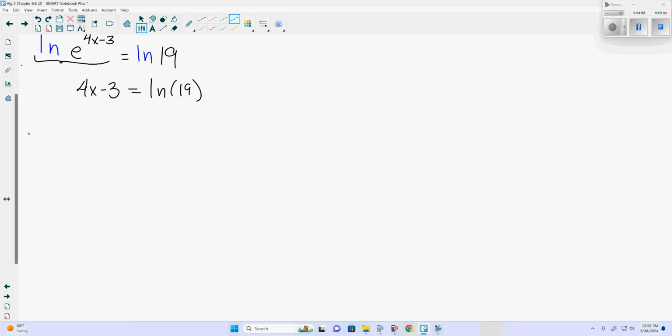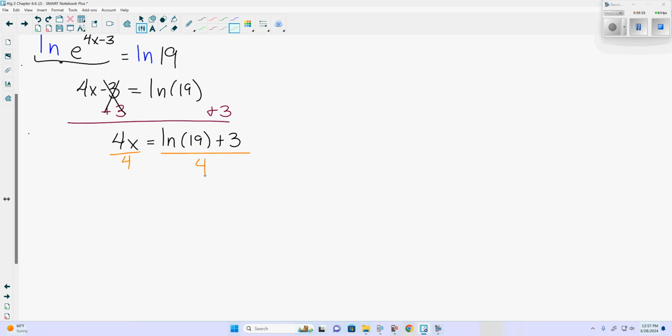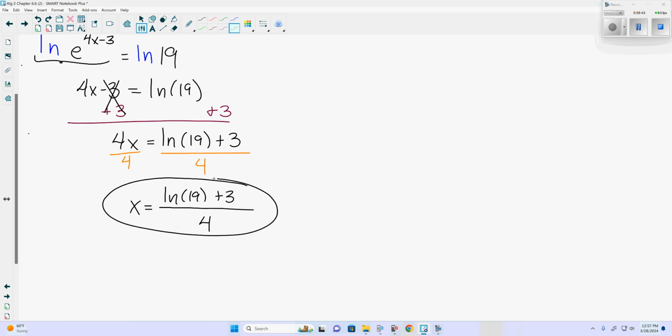And we did that to get the x out of the exponent. Because once it's out of the exponent, we just need to solve for x. And our next step would be to add 3 to both sides. On the left-hand side, we'll just have 4x because our negative 3 plus 3 is 0. The right-hand side will have the natural log of 19 plus 3. And last but not least, divide both sides by 4. Telling us x is equal to the natural log of 19 plus 3 divided by 4. And that's it.